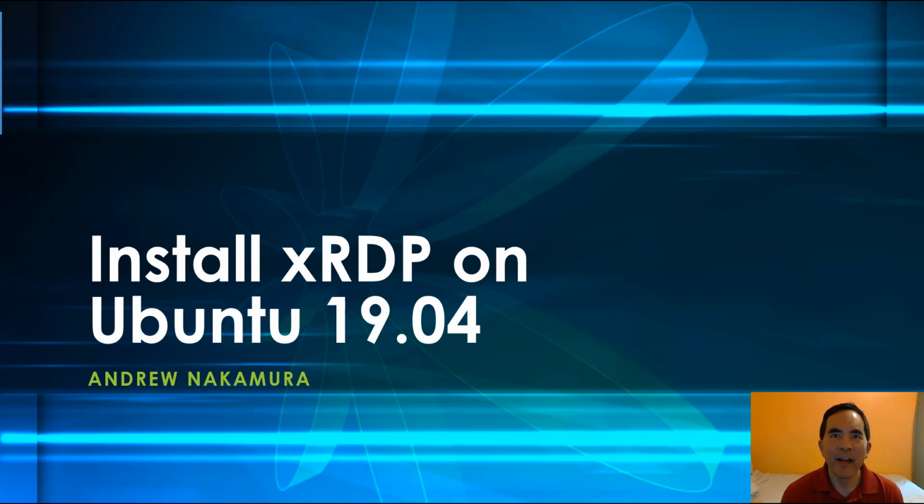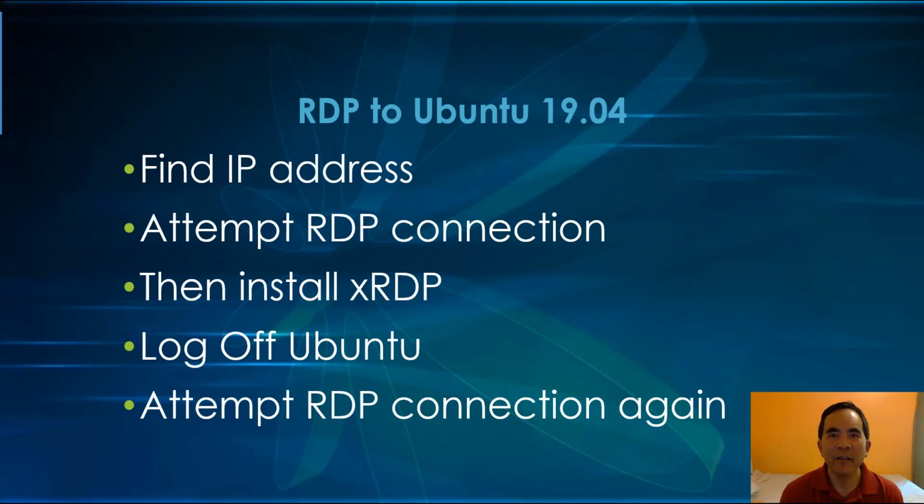Hi everyone, I'm going to show you how to install xRDP on Ubuntu 19.04. Here are the steps. You first find the IP address on your Ubuntu, attempt an RDP connection, then install xRDP, log out of the Ubuntu machine, and then attempt an RDP again.